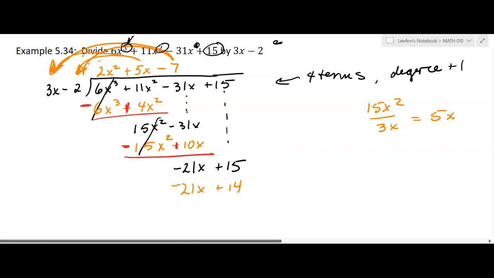Okay, and don't get sloppy here at the end. We're going to change our signs. It's going to be a negative 14 in there. Okay, these cancel. That's supposed to happen. And the remainder is 1.